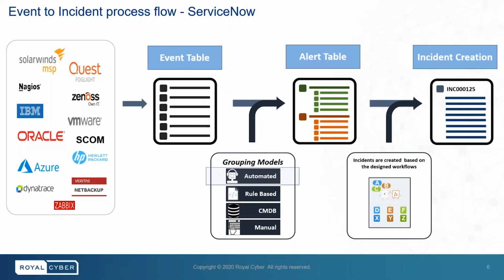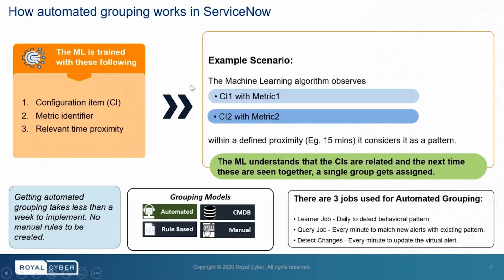How is that avoided? The way they do it is they look at 3 important metrics. First, the CI: what kind of asset is the information coming from? In my case, there is a Windows server whose C drive is more than 85%, and the name of that Windows server is the host name. Second, the metric identifier. What are the metric identifiers? First, it said C drive is 85% plus.